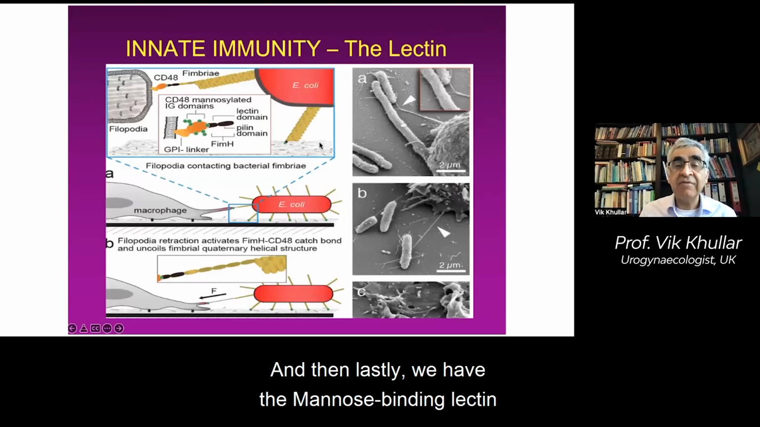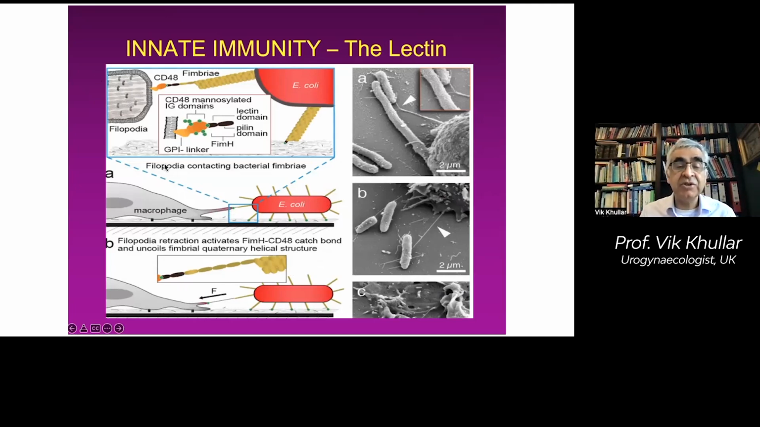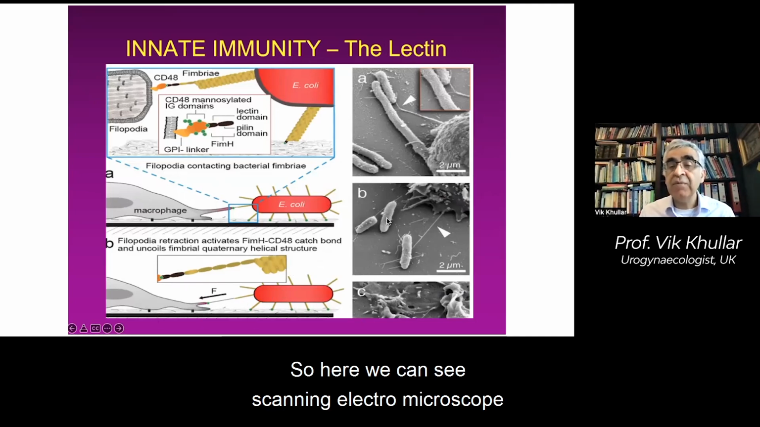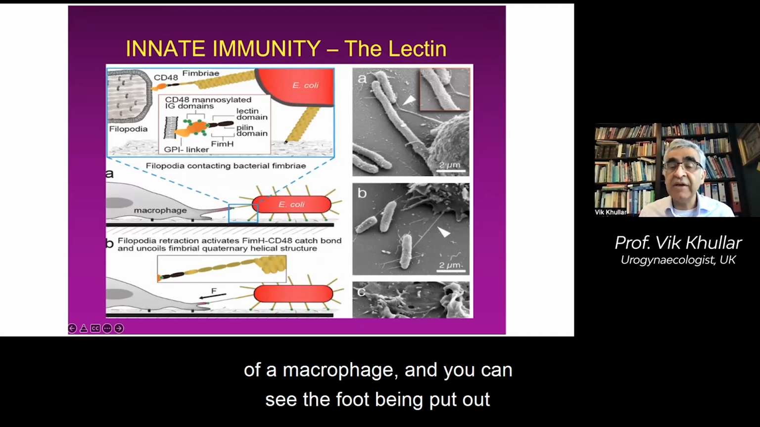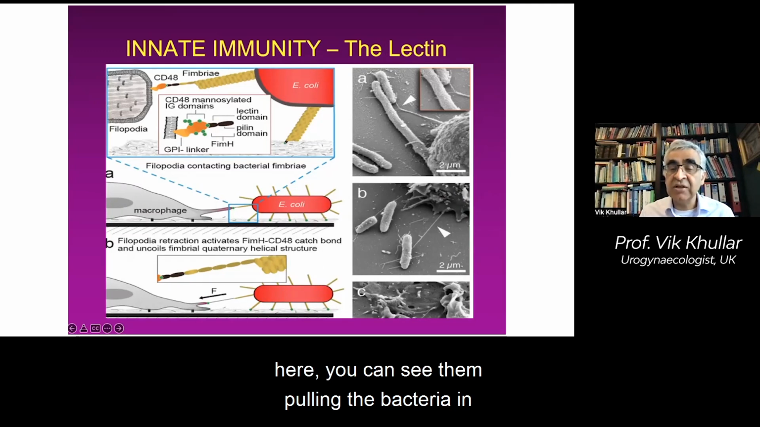And then lastly, we have the mannose binding lectin, which is found on, this is the foot of a macrophage, and it allows the macrophage to attach to a bacteria and then pull the bacteria in. So here we can see a scanning electron microscope image of a macrophage, and you can see the foot being put out, and it sticks to the bacteria. And by doing that, here you can see them pulling the bacteria in towards the macrophage.